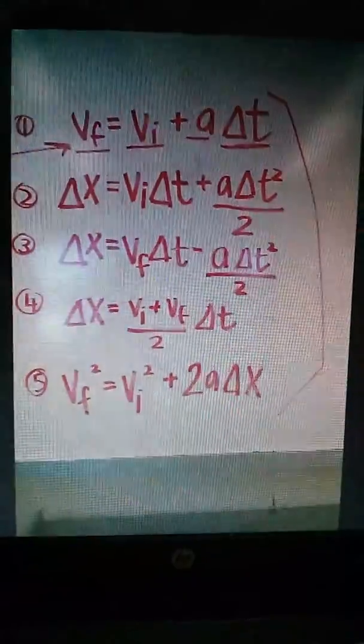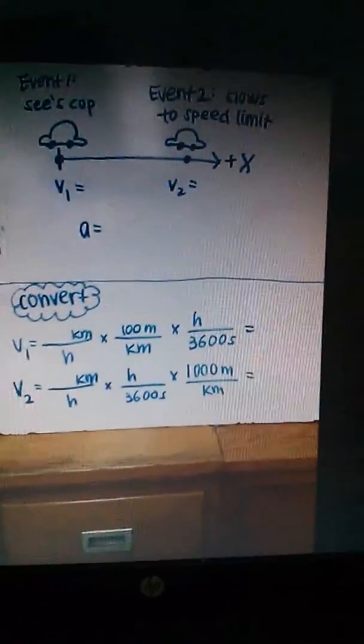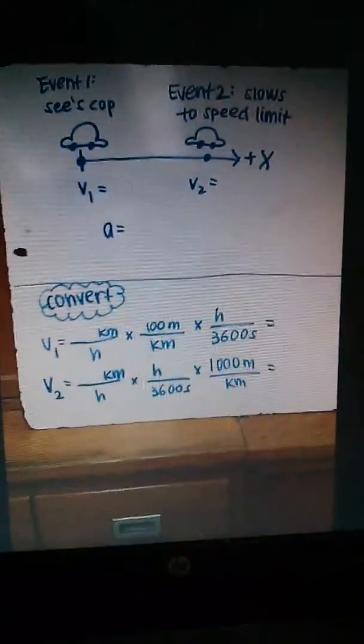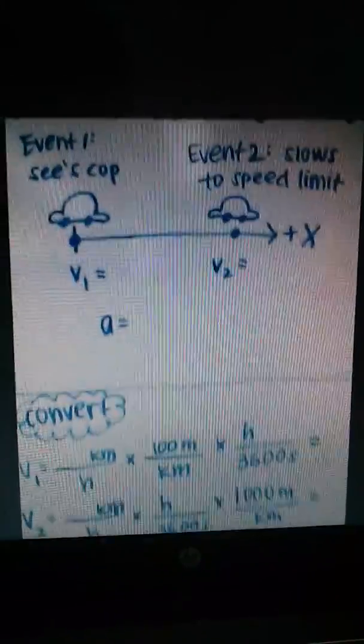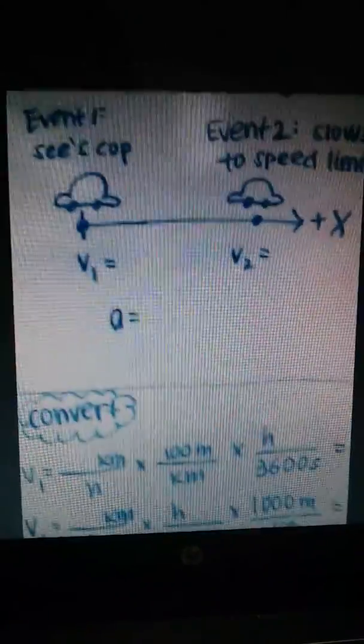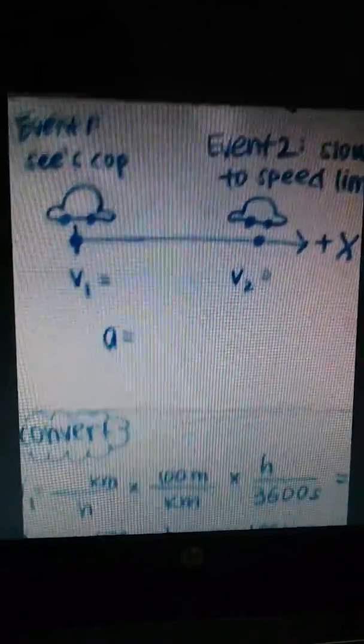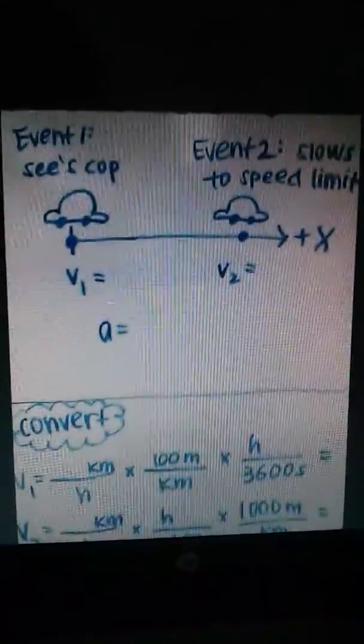Let's do an example problem. A car is traveling 137 kilometers per hour when they see a cop in an area where the speed limit is 100 kilometers per hour. The car can accelerate at a rate of 5.4 meters per second. What is the minimum time in which you can get your car under the speed limit?